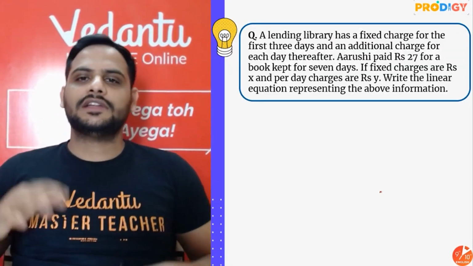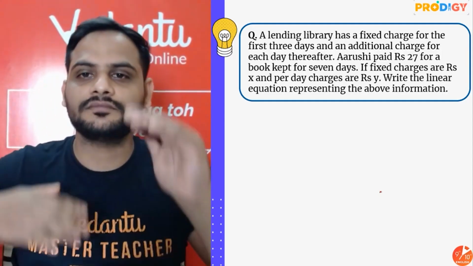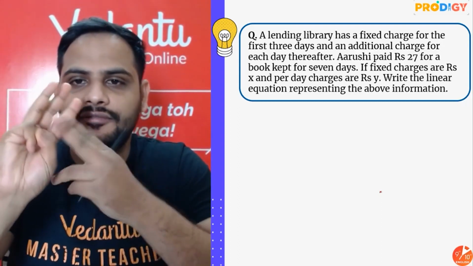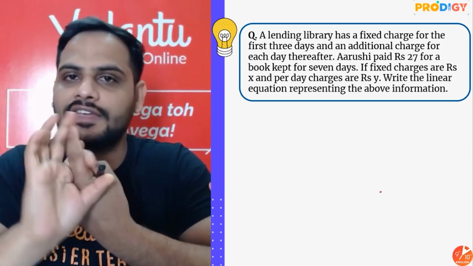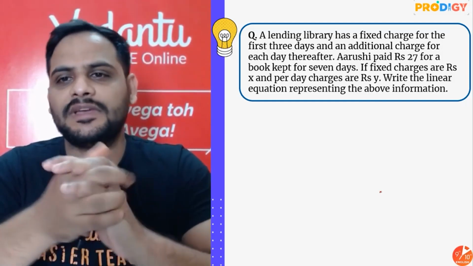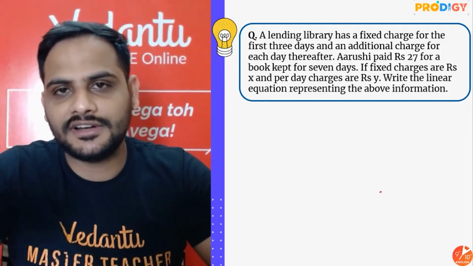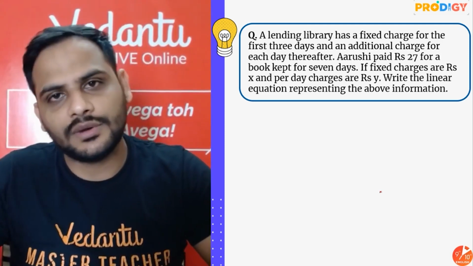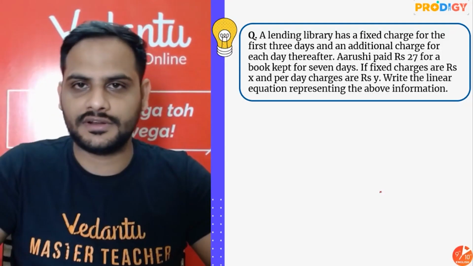Okay. Next question. Now this is a word problem. Alright, so look at this word problem carefully. A lending library has a fixed charge for the first 3 days and an additional charge for each day thereafter. So whenever you are taking a book from this library, any book you take, you have to take it for 3 days. So that is a fixed charge. Even if you return it after 1 day, you have to pay for those 3 days charges. So minimum 3 days charges you have to pay every time, and that is a fixed charge. Okay? Any book you have to issue, you have to give that.